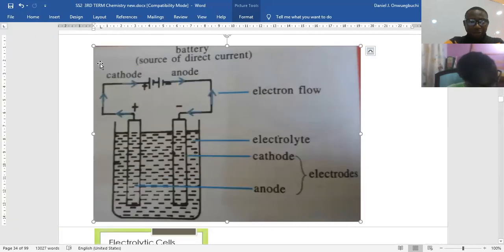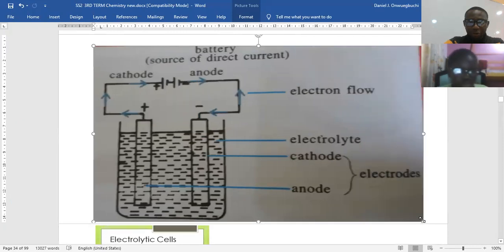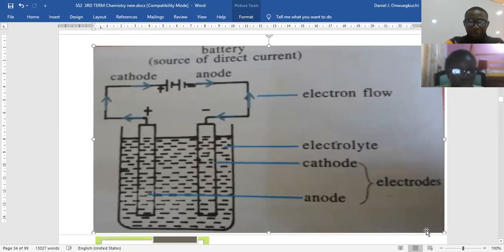I believe when you were going through your notes, you saw something like this. Please, can you see my screen? Yes. Okay. Now, I'm going to be using this to explain something here. Look at this. This is a cell. Now, two cells make a battery. So this is a battery. We have one cell and the other cell here. This is the battery.